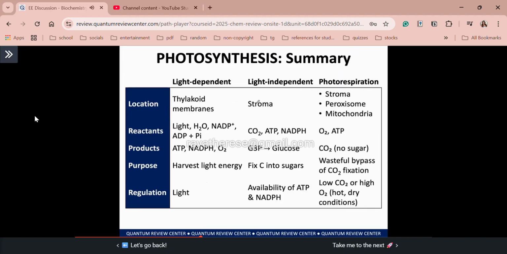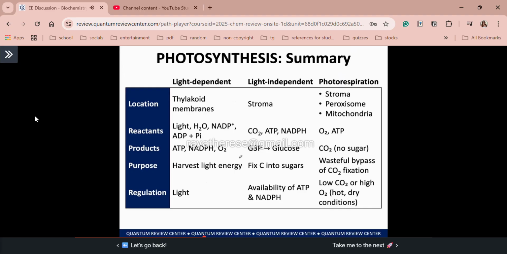For photorespiration location, it can be done in your stroma, peroxisome, and mitochondria. And again, instead of carbon dioxide, we actually use oxygen rather than producing it. And for the products, instead of being a reactant, carbon dioxide is actually a product of photorespiration. And again, this occurs during low carbon dioxide level or high oxygen. Again, low CO2 or high oxygen in the environment. So this happens under hot and dry conditions. Already class, this is just a brief summary of your photosynthetic pathway.